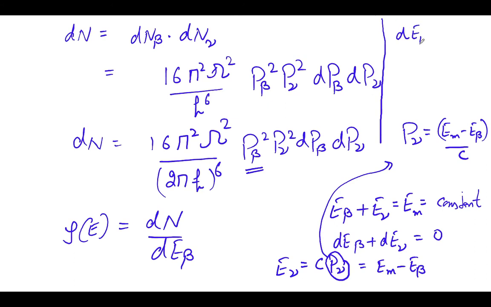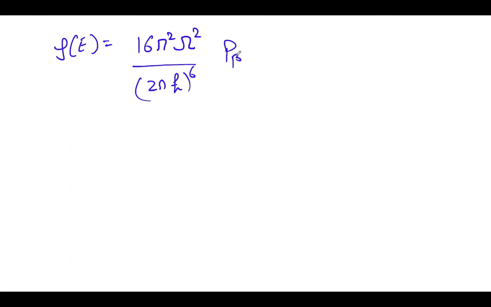So that I will write out here. δE_β from this equation is equal to minus δE_ν. So this we can write down as minus c into δp_ν. Now putting the value of this p_ν dE_β in this equation, the density of states becomes 16π²Ω² over (2πħ)^6, p_β² p_ν² dp_β into dp_ν over c dp_ν. So this dp_ν and dp_ν get cancelled. So all the values we have converted in terms of dp_β, that is the momentum of this beta particle.